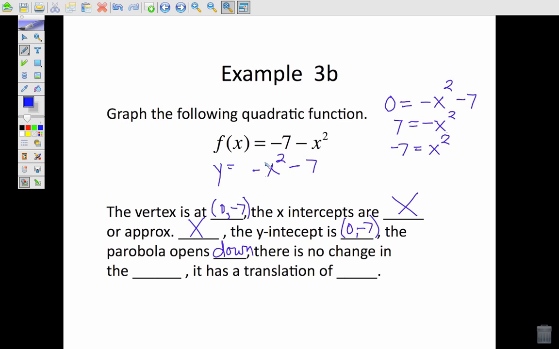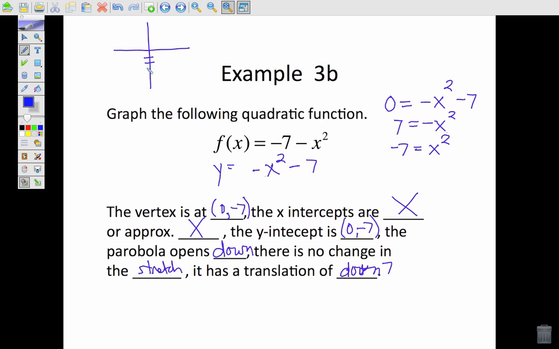That graph is being shifted down. It opens down because of the leading coefficient. Okay, my a is negative. There's no change in the stretch. And it's translated because of the minus 7. It's just down 7.